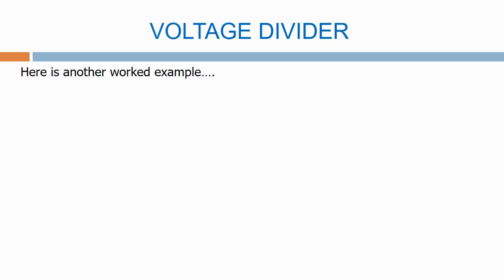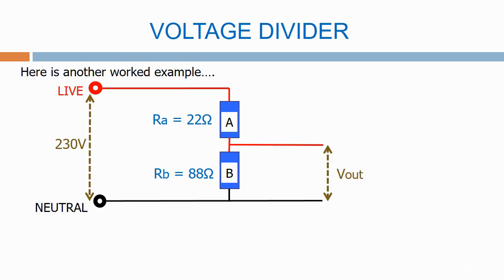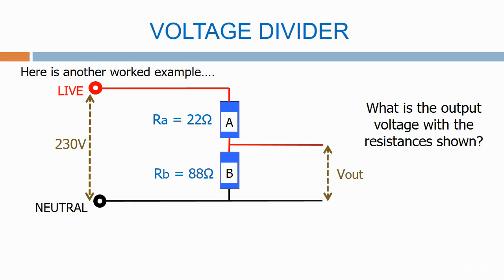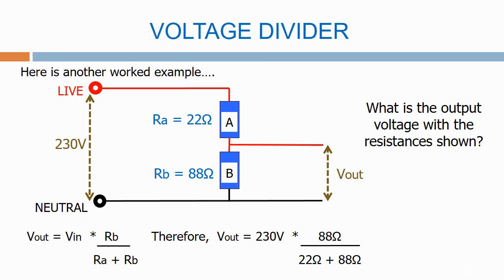Here is another worked example. Here we have the voltage divider chain from the previous slide. This time RA is 22 ohms and RB is 88 ohms. The question is, what is the output voltage where the resistance is shown? The output voltage Vout equals the input voltage times by RB divided by RA plus RB. Therefore, the output voltage Vout equals 230 volts times by 88 ohms divided by 22 ohms plus 88 ohms. Therefore, Vout is 184 volts.